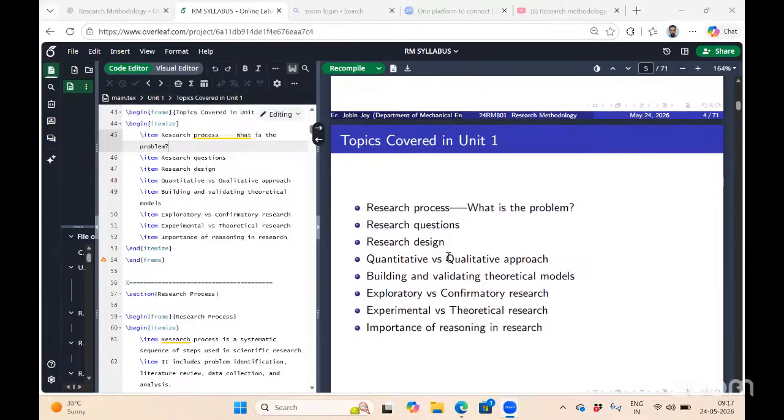So let's start the topic again. Research process. First of all, what is a research process? This is a systematic sequence of steps followed to conduct scientific research. What are the different steps involved in a research process? First of all, we have to identify what is the problem. Identification of research problem. Once you identify the research problem, then next step is to conduct a detailed literature review.